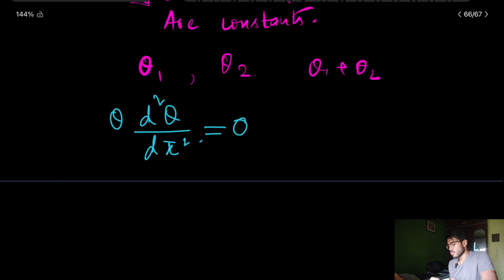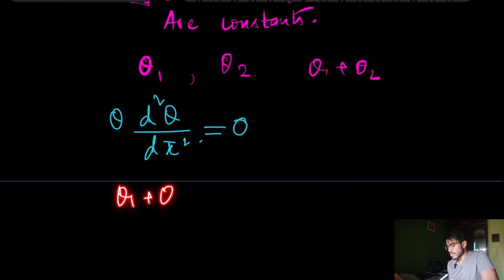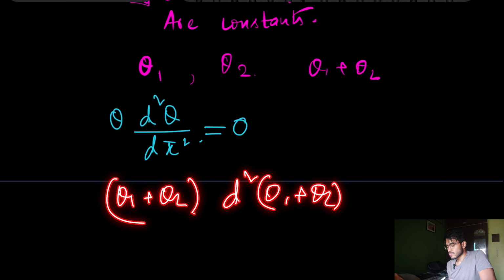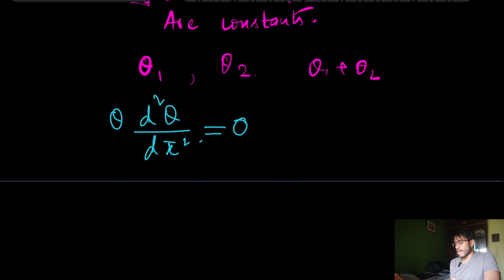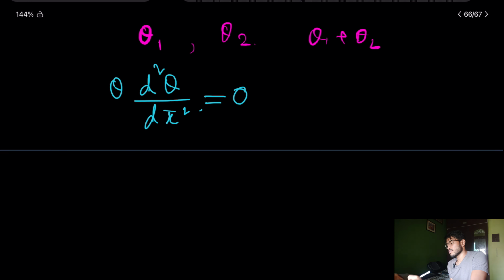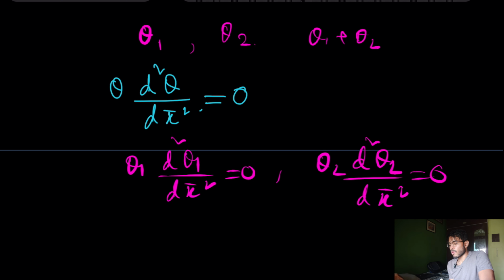If this is equal to 0, and here theta 1 is a solution and theta 2 is a solution, then if you put theta 1 plus theta 2, this is not a solution. This you cannot get. This you can verify by yourself, that is, you put theta 1 here. I am just showing these things to you so that you do not forget it, and you don't feel like you have to mug up all these things.